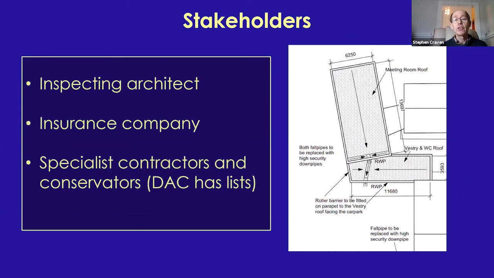So the inspecting architect is one of the key stakeholders in your building, along with the PCC itself. Particularly when it comes to a faculty application, but sometimes for List B, if it's more than just straightforward work, we would expect to see the architect has either specified the work or at least has been informed and given the opportunity to comment on the work.